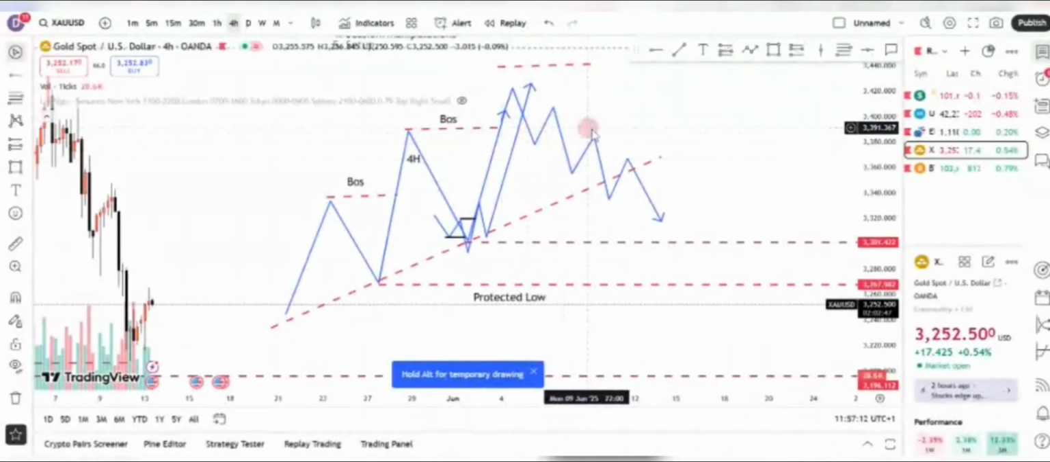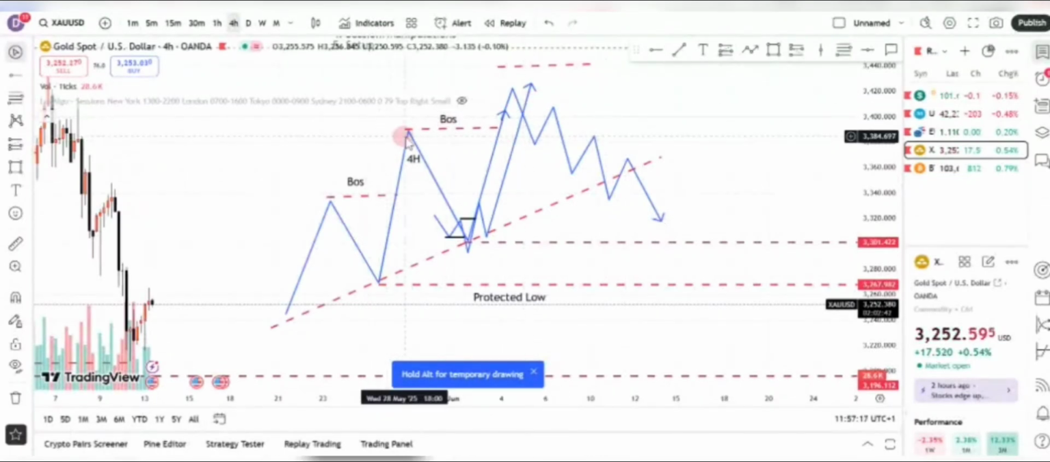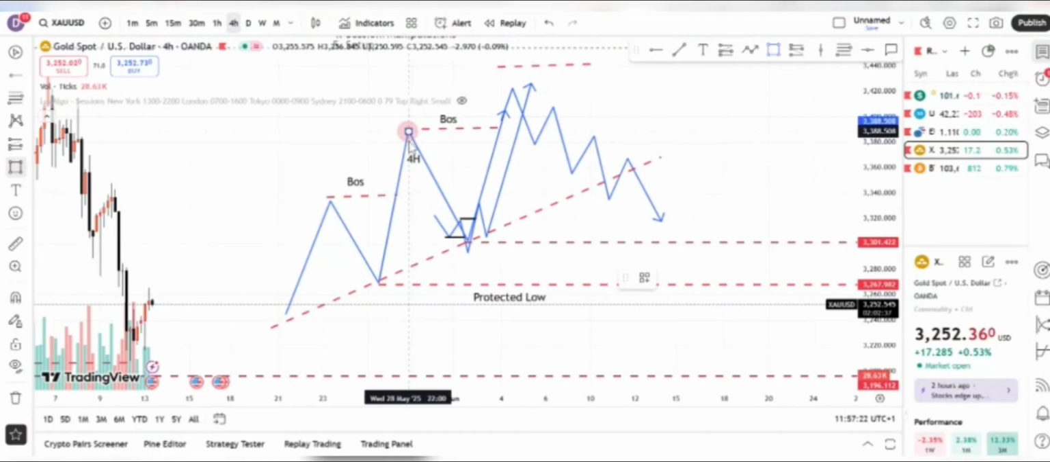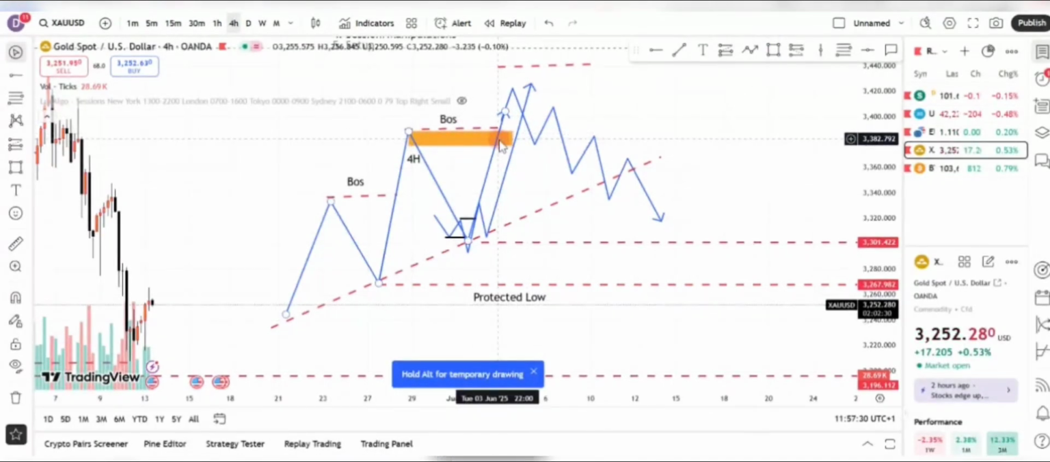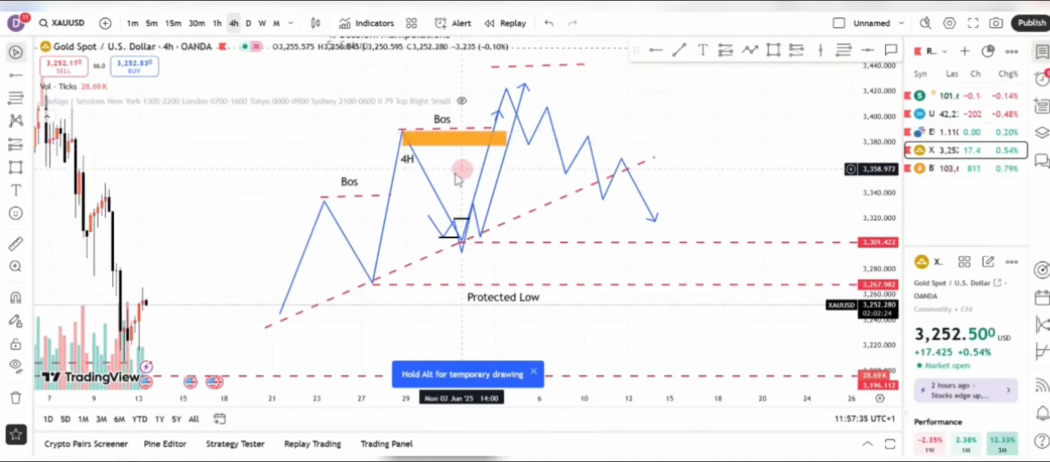This is where a lot of retailers start losing money, because once price comes here, they want to trade what we call break and retest. Look, break and retest. So most times we still have retailers, they suffer somehow. So let me explain to you. Retailers suffer in so many ways.